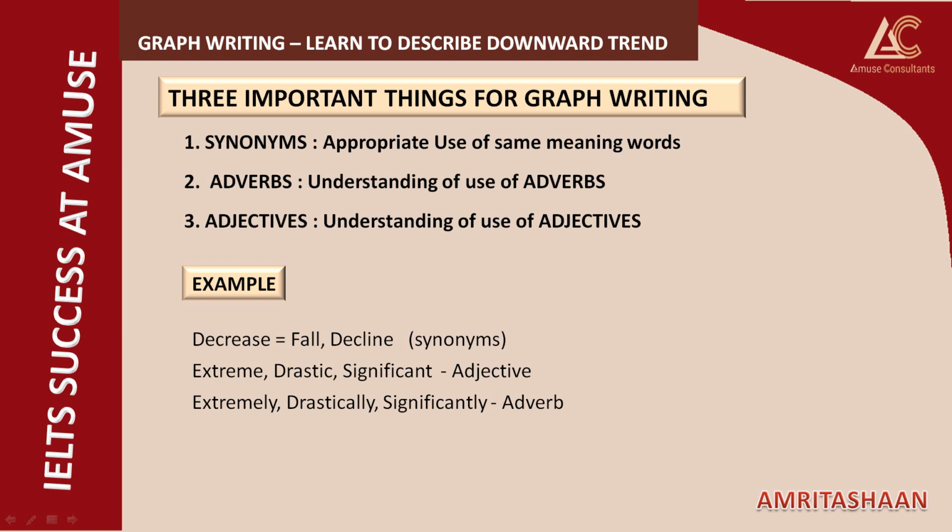Extremely, drastically, significantly. The value of something fell down extremely. The numbers came down drastically. It decreased significantly. We are talking about the movement. We are talking how the action took place, whether it was slow, whether it was fast, whether it was good, whether it was bad. So the use of synonyms, adjectives, adverbs is highly recommended to make your graph more impressive.